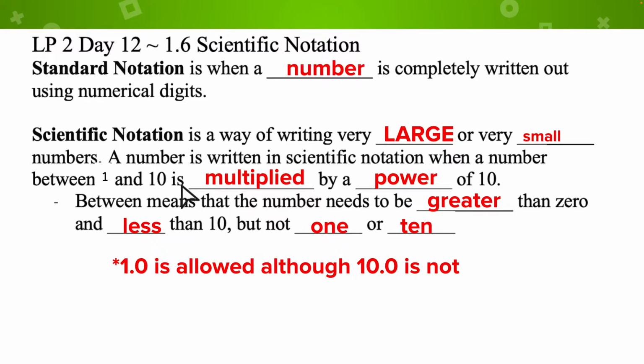so even though it says between 1 and 10, 1 is allowed, but 10 is not allowed. It needs to be a single digit in the front, and we're going to practice this so you know what I mean, but it needs to be a single digit in front of the decimal. It can't be 2 digits, it can't be a 0. So it has to be numbers 1, 2, 3, 4, 5, 6, 7, 8, or 9. That's how we write scientific notation. So I do need to change that. That should say 0, not 1.